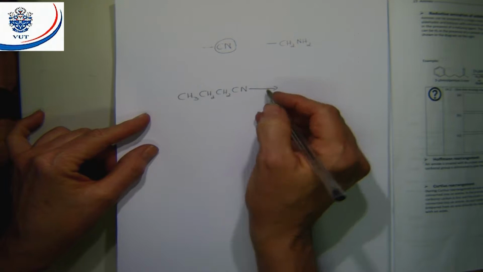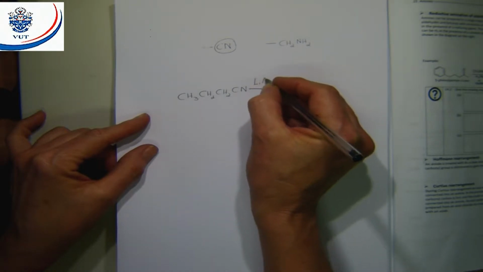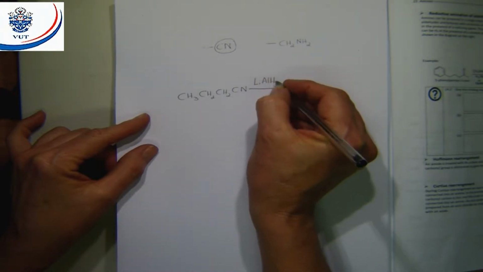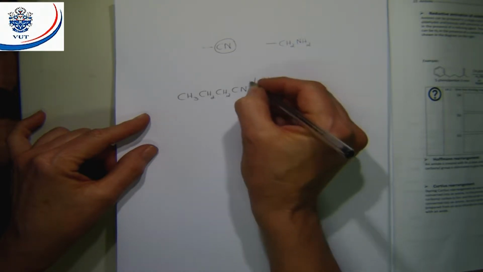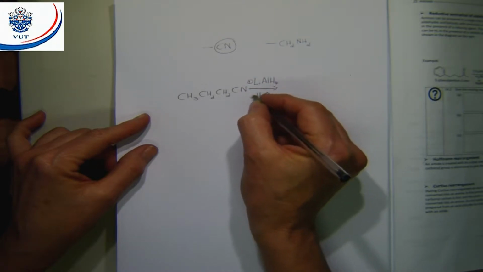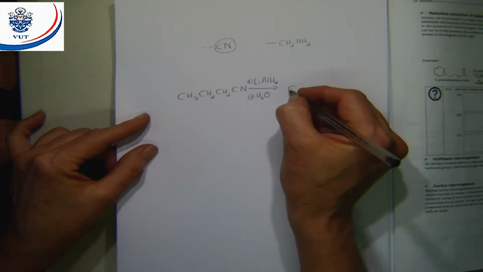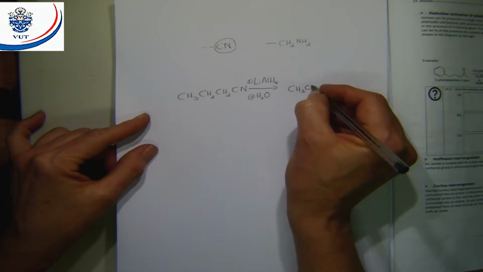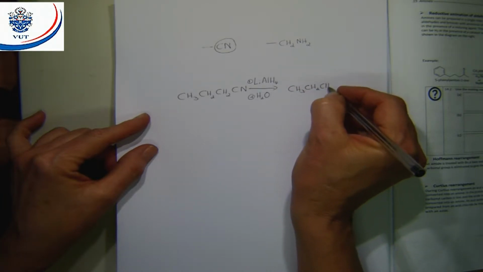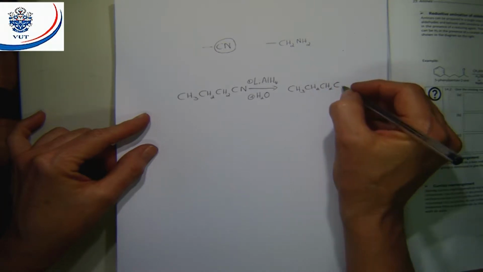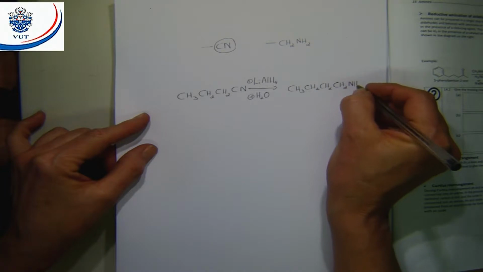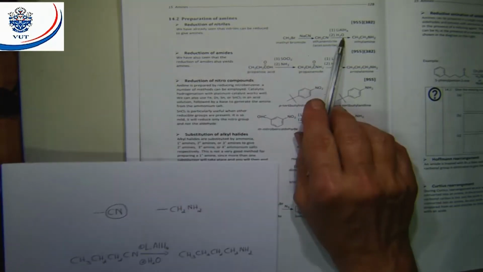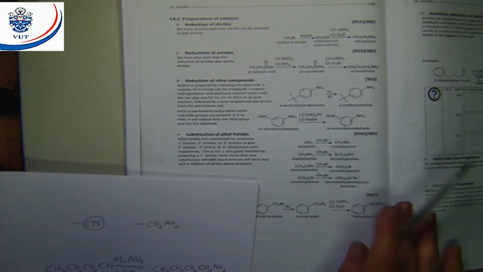The reducing agent needs to be a very strong reducing agent. So lithium aluminium hydride, and of course you will treat it with water. So first with the lithium aluminium hydride, then with the water, and we have here then our amine. And the amine is going to be a butylamine because of the 4 carbons, and then the NH2. So reduction of nitriles is then one way to prepare the amine.